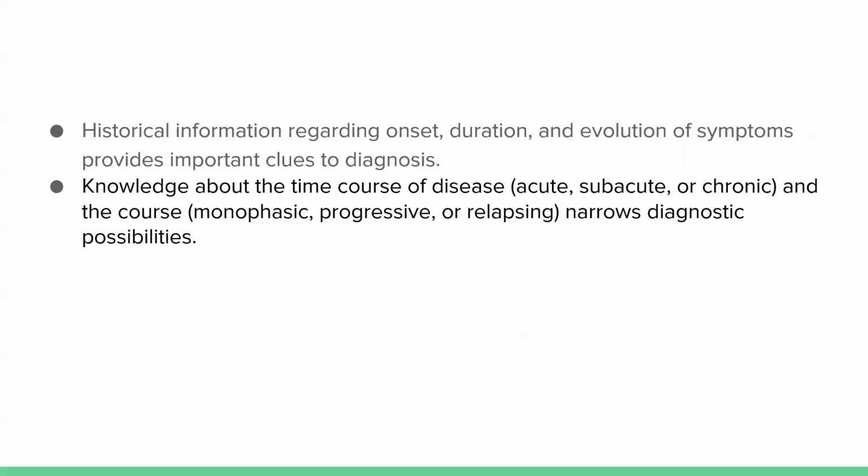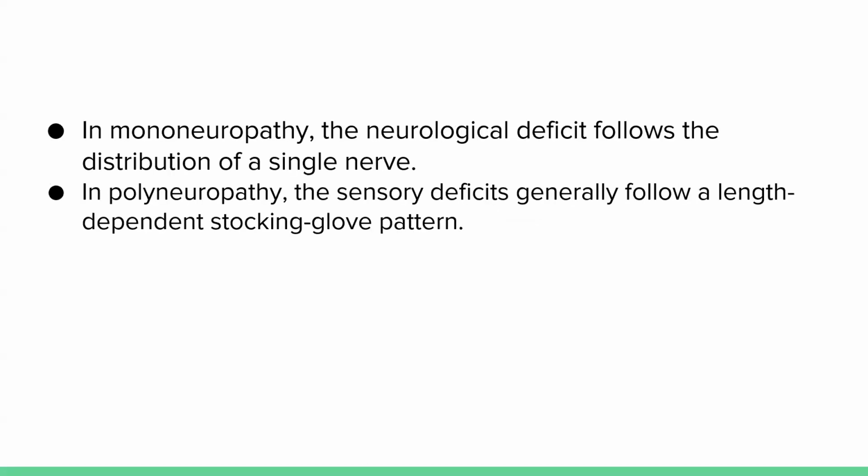So again, historical information about the onset, the duration, and the evolution of symptoms is important. Whether it is acute, subacute, chronic, whether it is monophasic, progressive, or relapsing. For example, acutely, classically, you have GBS, Guillain-Barré syndrome, you have acute porphyria, you have toxic polyneuropathies. In chronic indolent course, usually inherited polyneuropathies. Subacute to chronic, we have some inflammatory neuropathies like CIDP, chronic inflammatory demyelinating polyradiculoneuropathy, which we will discuss briefly.